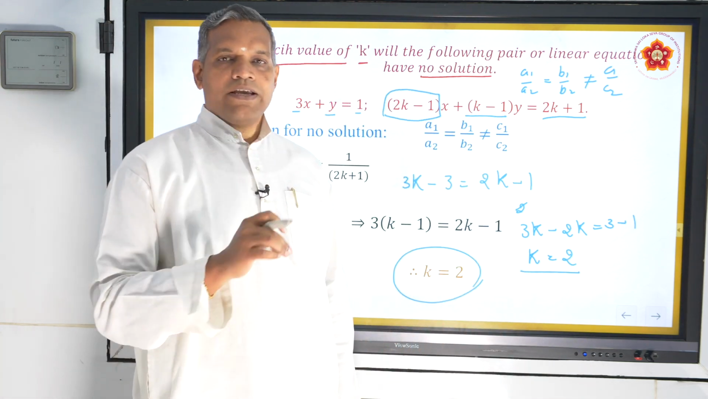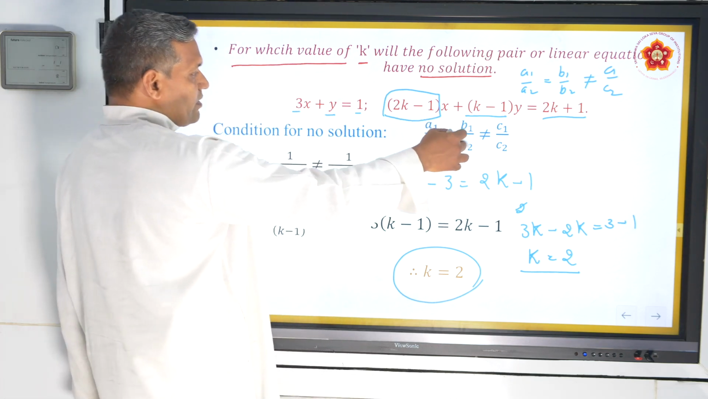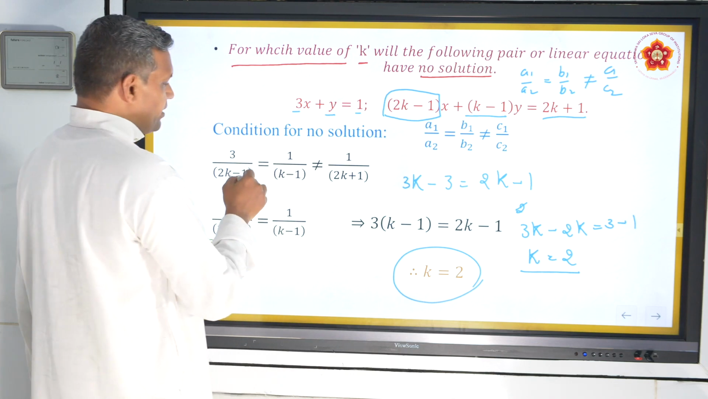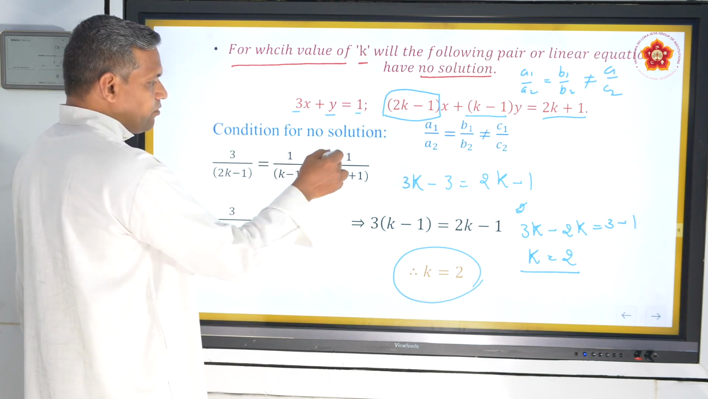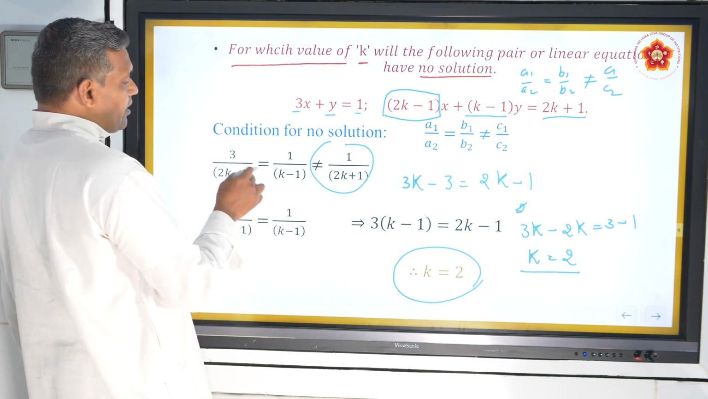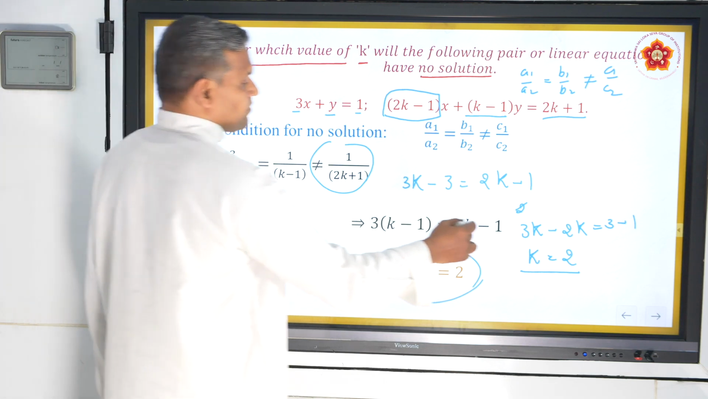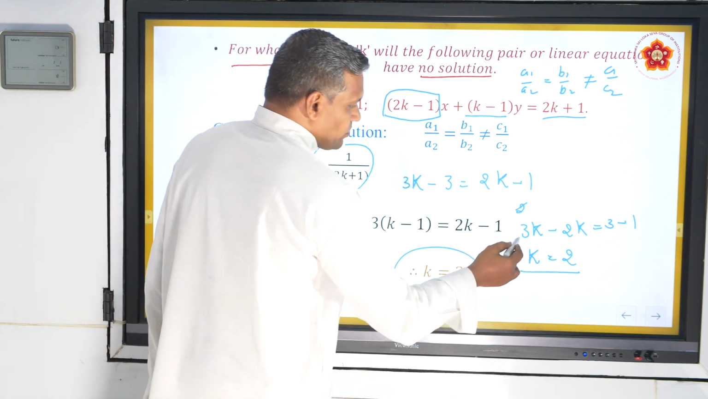I repeat it once again very fast, understand it, very simple thing it is. So, a1 by a2 is equals to b1 by b2 is not equals to c1 by c2. So, write a1 by a2, b1 by b2. Don't worry about c1 by c2 at all. After writing them, you just cross product: 3 into k minus 1 is equals to 2k minus 1 into 1.